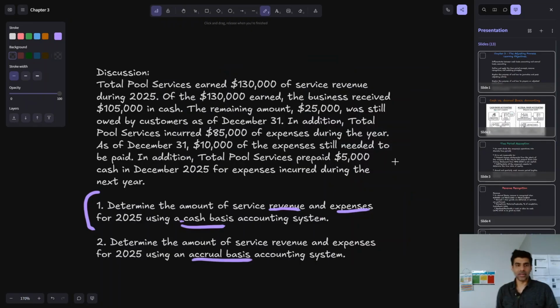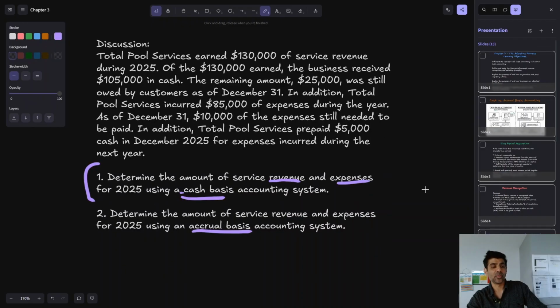Okay, anyone want to try to give their answer for a cash basis? Just with the cash, yeah. So what is the revenue and what are the expenses under the cash basis? Okay, so let's start with the revenue. What is the revenue under the cash basis system? Does anyone? Yeah, what do you think?